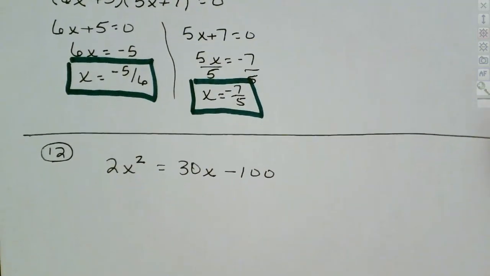Okay, so question 12. Now, first thing, directions. What do the directions say? Zero factor. So what do we need to do? Set this to 0.